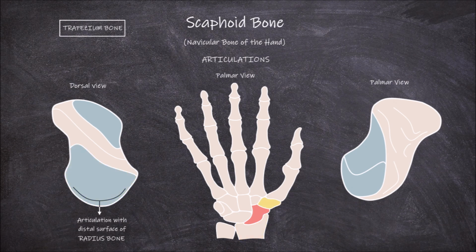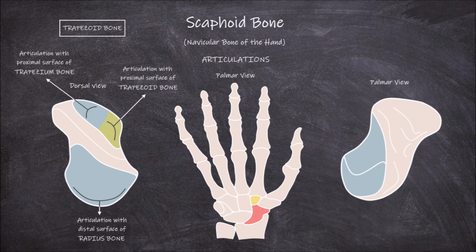The distal portion of the facet on the distal surface of the scaphoid bone articulates with the facet on the proximal surface of the trapezium bone. The third articulation is with the trapezoid bone. The proximal portion of the facet on the distal surface of the scaphoid bone articulates with the proximal surface of the trapezoid bone. The fourth articulation is with the capitate bone.